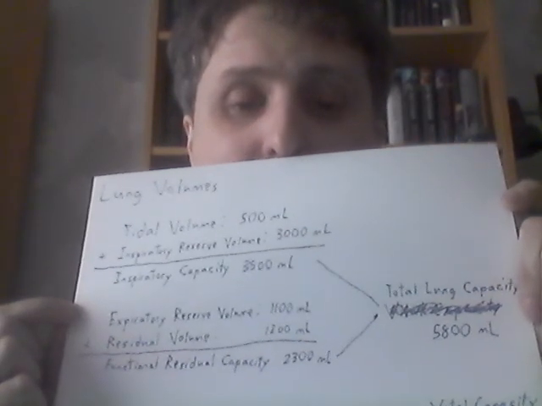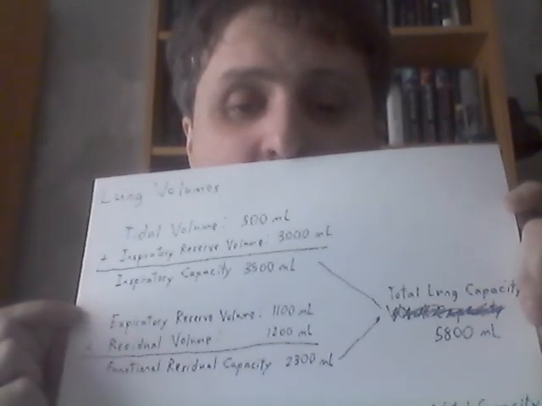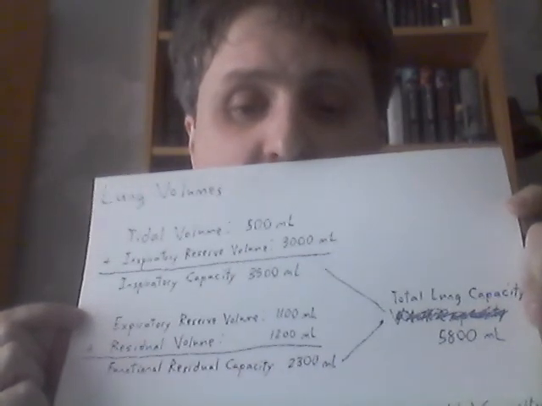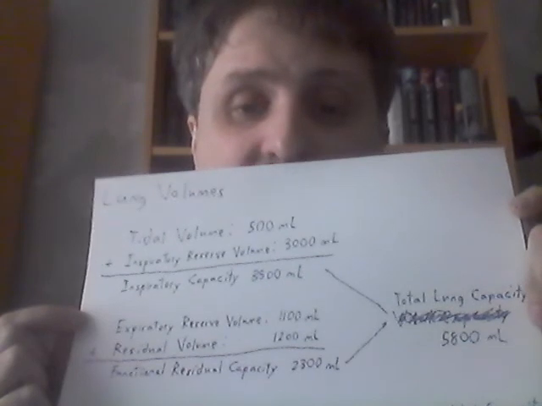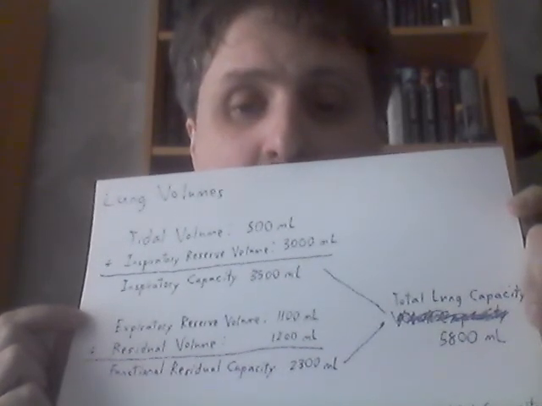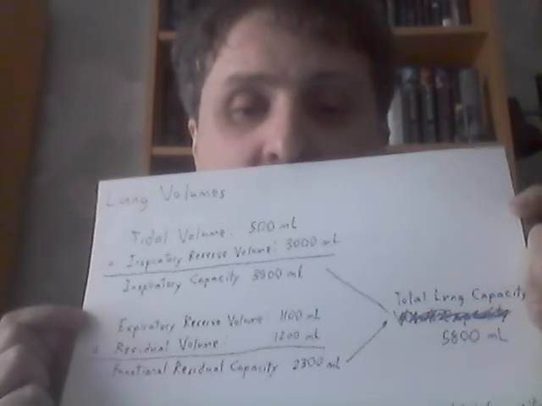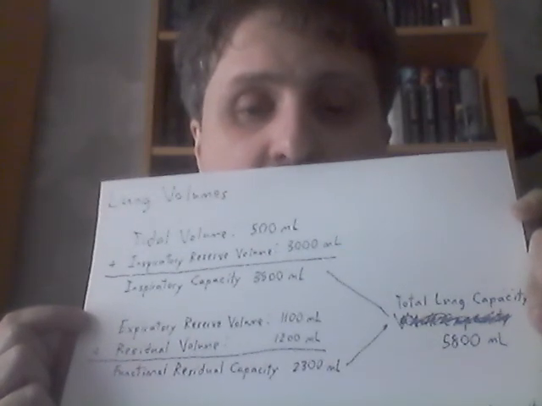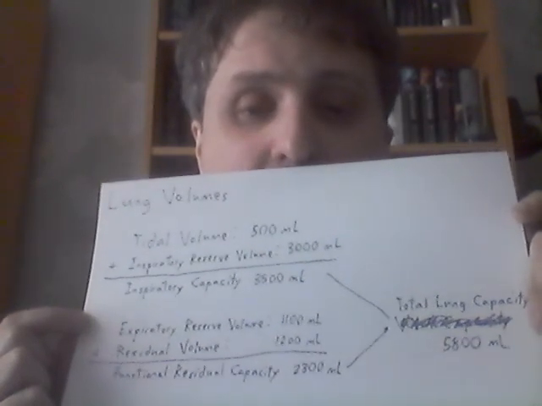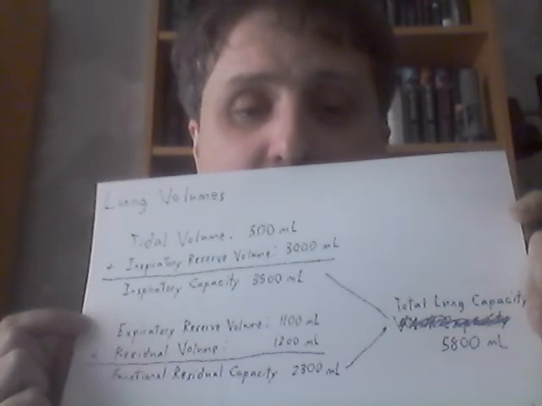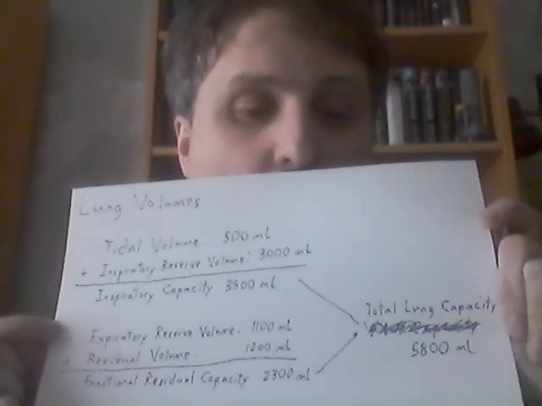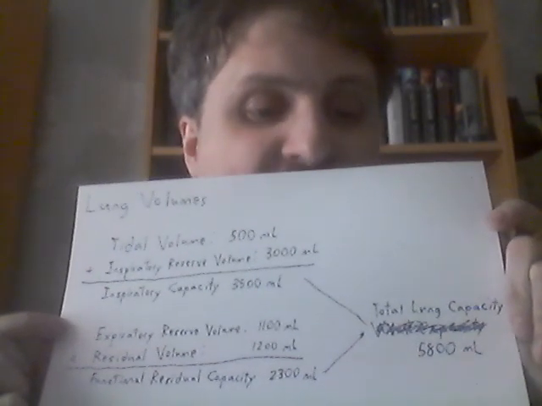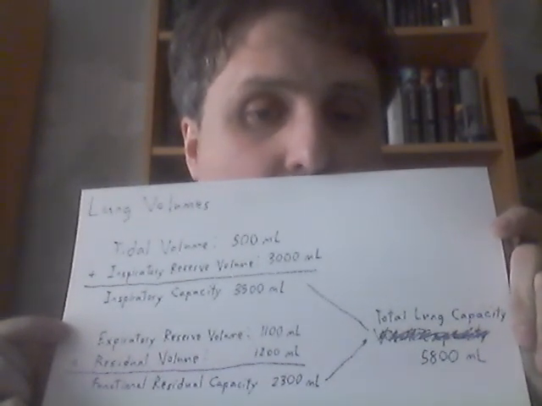So if I add up the amount of air that's always in the lungs, about 2,300 milliliters, the functional residual capacity, to my inspiratory capacity, the amount of air that I can pull in at once, that's 2,300 milliliters plus 3,500 milliliters, and that gives me my total lung capacity of about 5,800 milliliters.